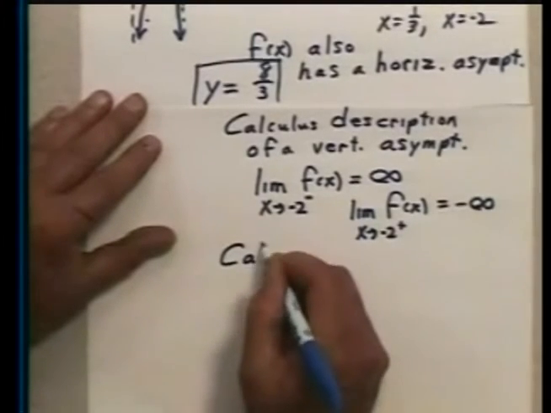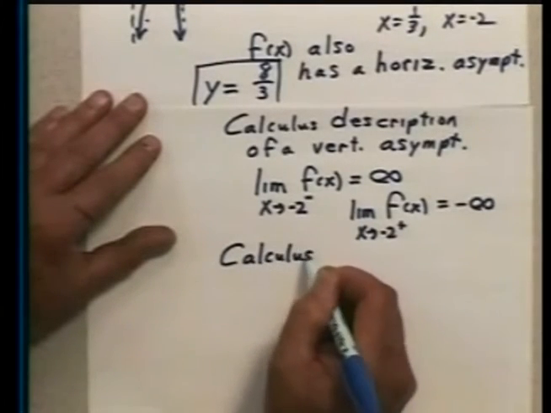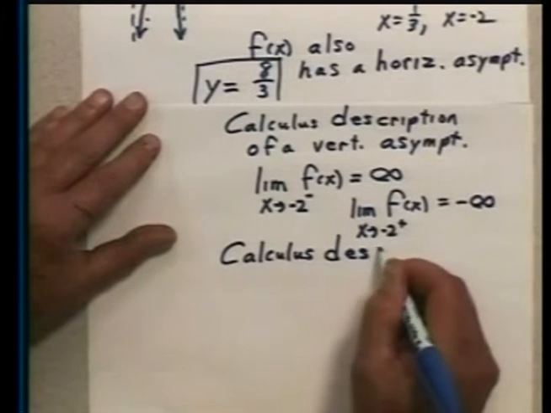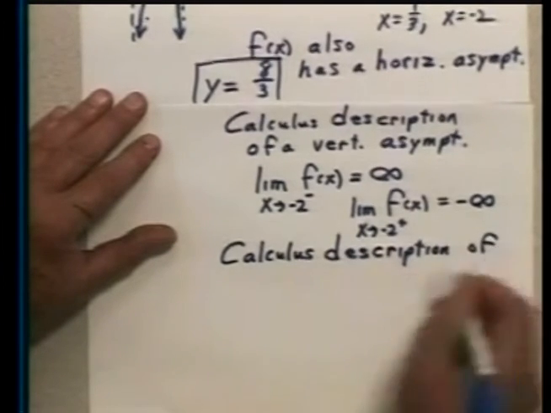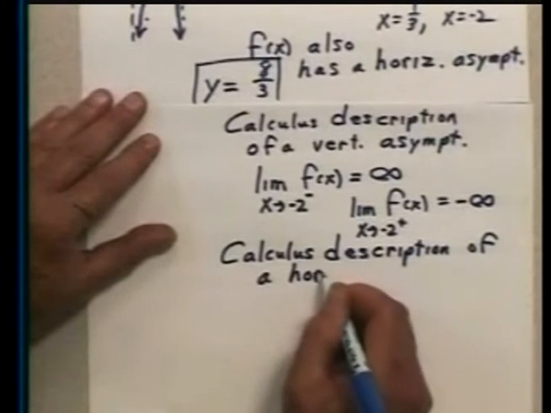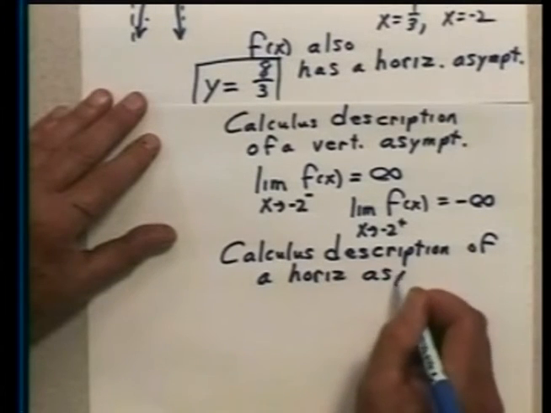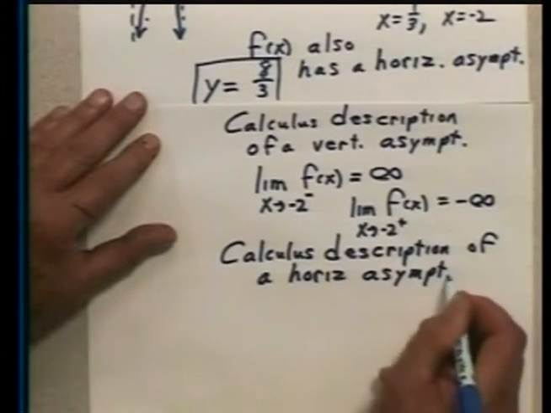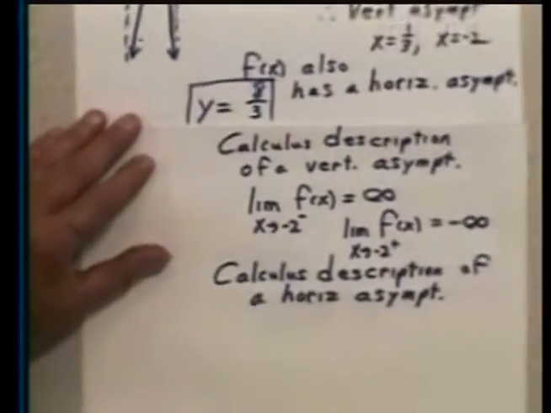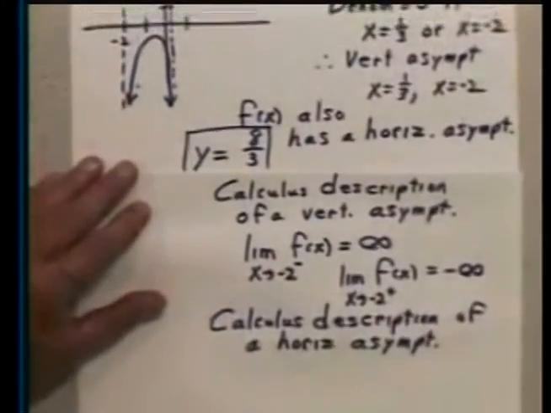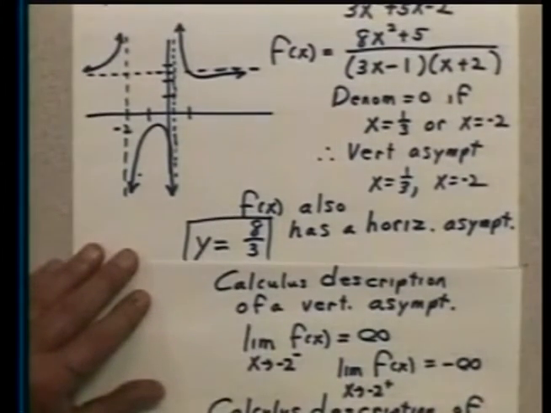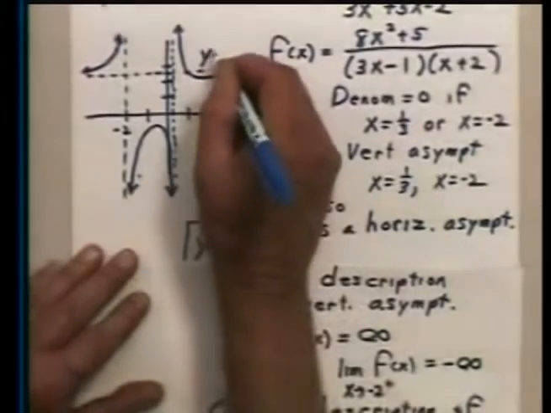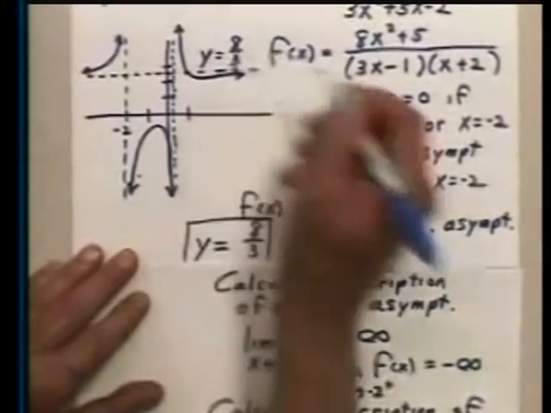So next is the calculus description of a horizontal asymptote. Okay, we'll bring the graph back in sight. What was the horizontal asymptote again? 8/3. Y equals 8/3, because you want it to be horizontal, right?